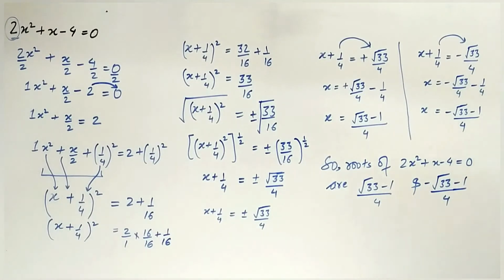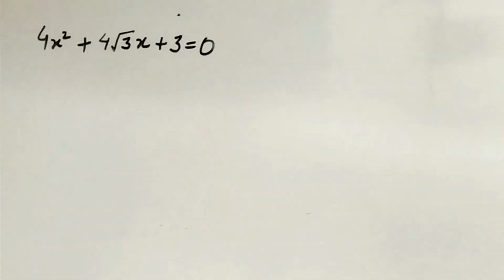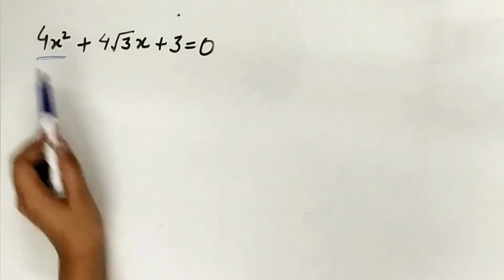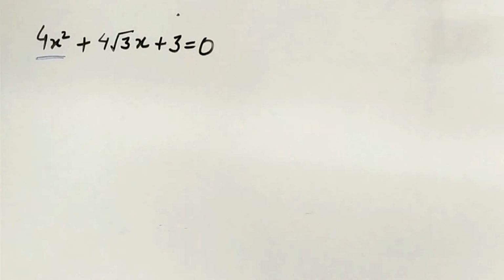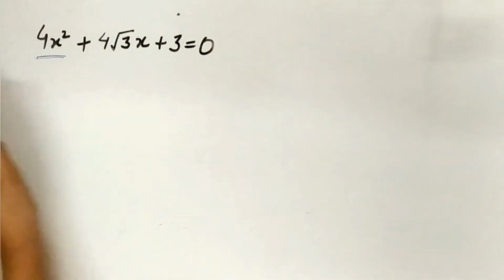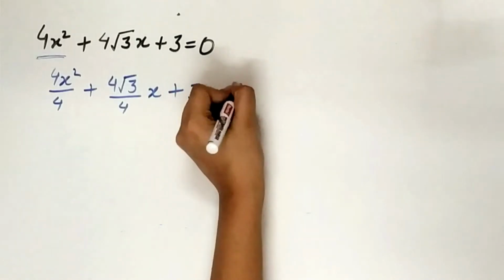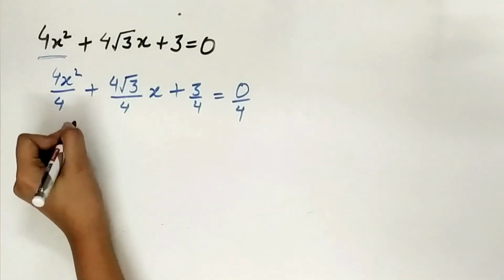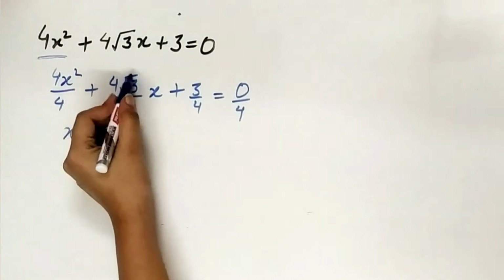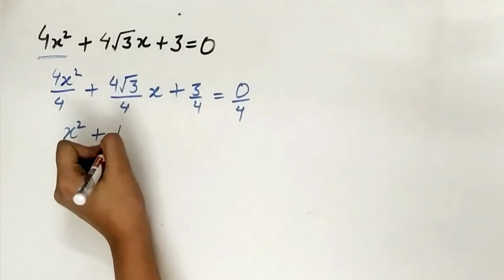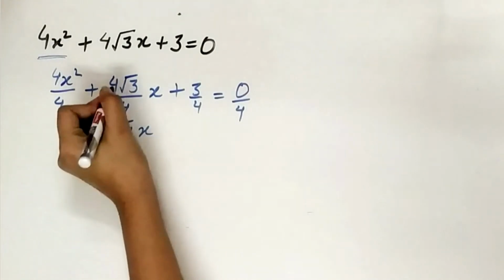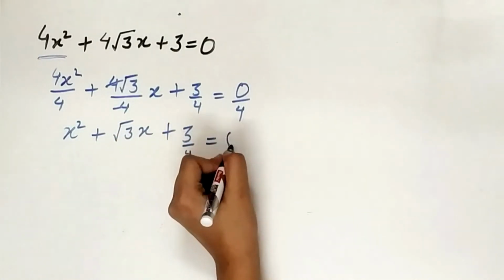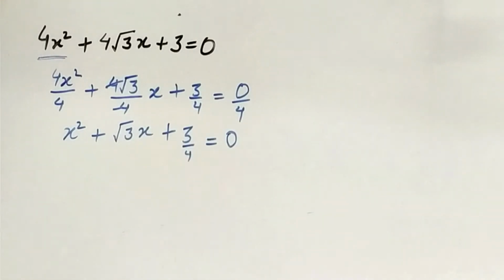Well done. Let's move to the third part. Remember step number 1? Step number 1 is to check whether the coefficient of x square is 1 or not. If it is not, then divide the entire equation by its coefficient. 4 divided by 4 is 1, plus 4 root 3 divided by 4 is root 3x, plus 3 by 4 is equal to 0. 0 divided by 4 is 0.